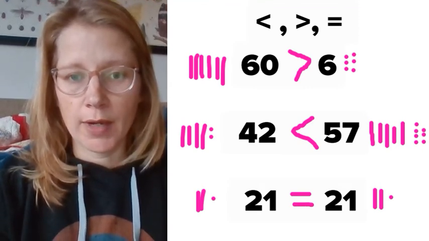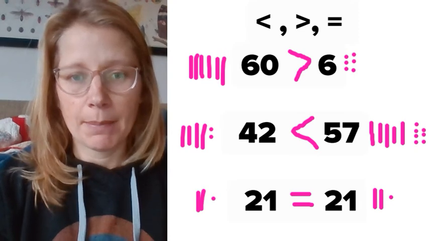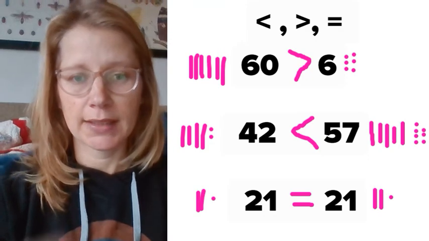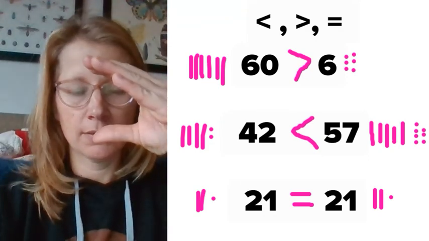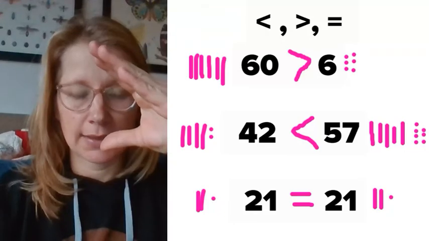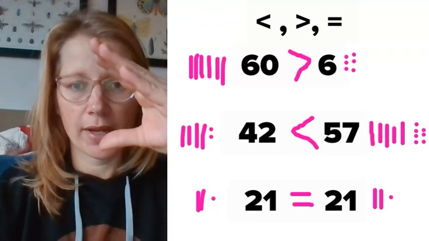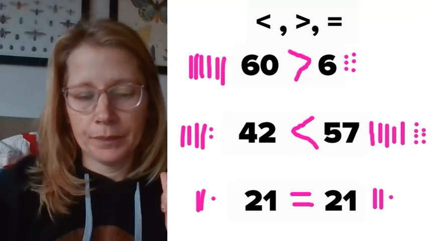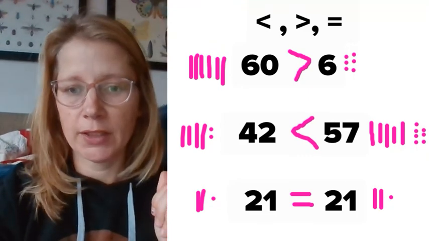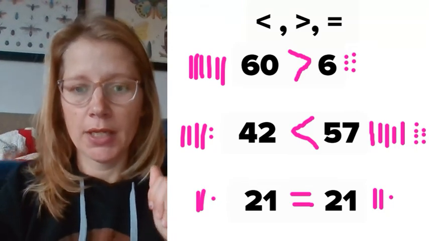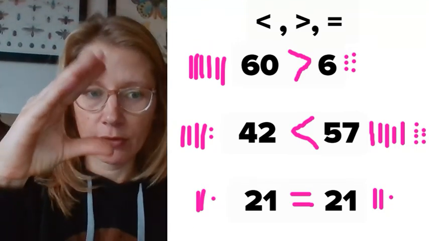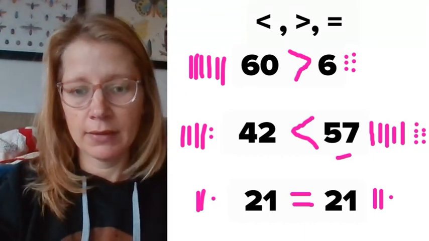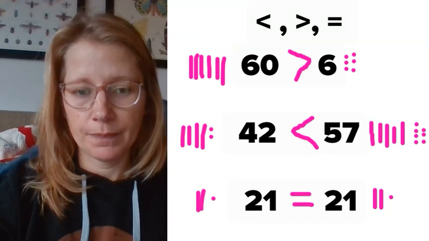Okay, so for the numbers 60 and 6, my alligator mouth, or my greater than, less than sign, is open to the biggest number, which is 60. So 60 is greater than 6. With 42 and 57, we have drawn our rods and dots, and we determined that 57 is a bigger number. So my alligator mouth, or my greater than symbol, is open to my biggest number. So it says that 57 is greater than 42.